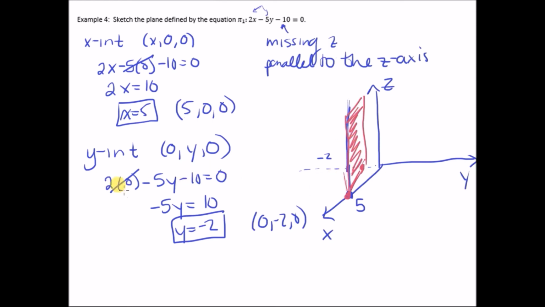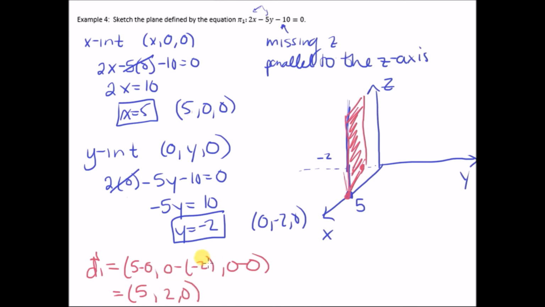This is what our plane is going to look like. And if we're looking for direction vectors of this plane, we can find direction vectors by subtracting these two points. So (5, 0, 0) and (0, -2, 0). 5 minus 0, 0 minus -2, 0 minus 0. So one direction vector is going to be (5, 2, 0).